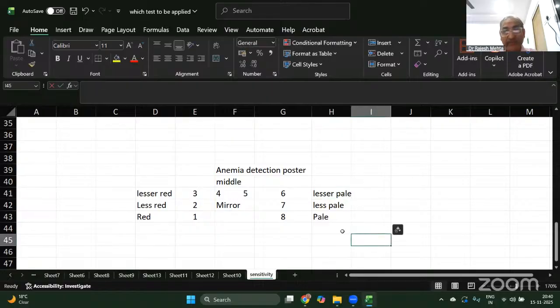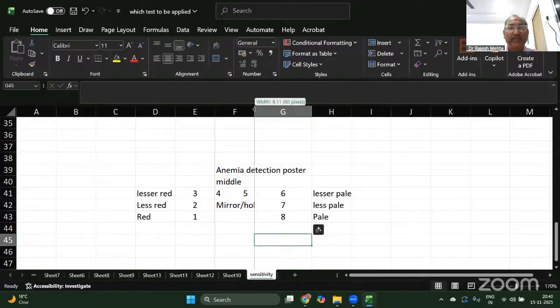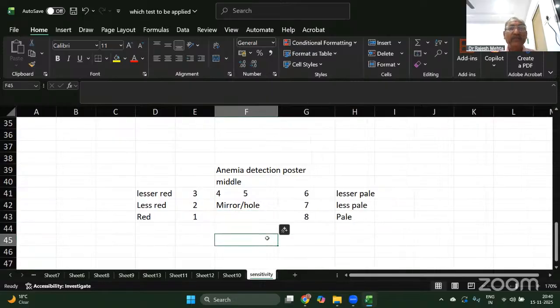Now the question is, when you compare this in the society, people can see their tongue in the mirror and find out whether they are anemic or not. Another idea is, when it is a self-exam, it is a mirror. But when you want to examine someone else's tongue, there is a hole instead of the mirror. Then what will happen? We want to find out whether this anemia test poster is highly sensitive or highly specific. That is why we want to compare with the hemoglobin level.